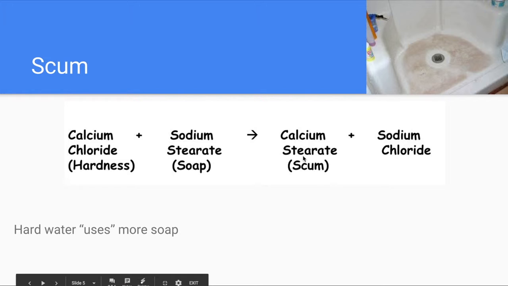Now this calcium stearate, the scum, is what we call a white precipitate. It's a precipitate because it's a solid. The hard water is liquid, and the soap is solid, and a white precipitate called scum is formed. It's a precipitate which contains the calcium ion. So the calcium ion has been removed from the water, which means the water is now soft. So the more soap you use, the more you soften the water.